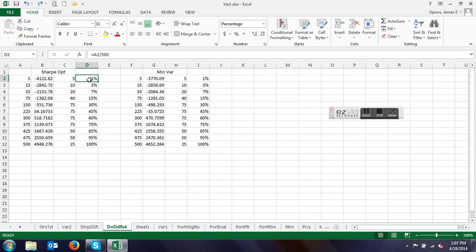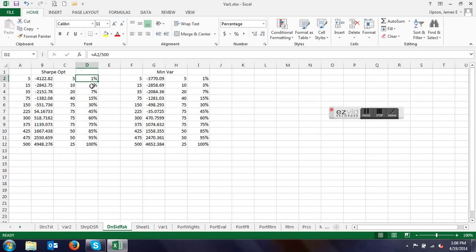And the next thing we want to do is calculate the cumulative probability. Now, because we have these organized this particular way, we can calculate it as A2 divided by 500. Remember, there's 500 simulations, so 5 of them are going to be in the 1%. And then here we're going to do 15 because we have 5 plus 10.